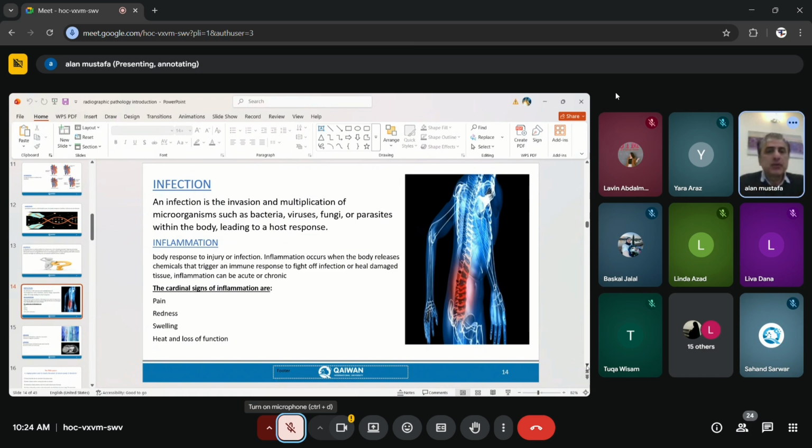Loss of function. So these are the signs of inflammation.